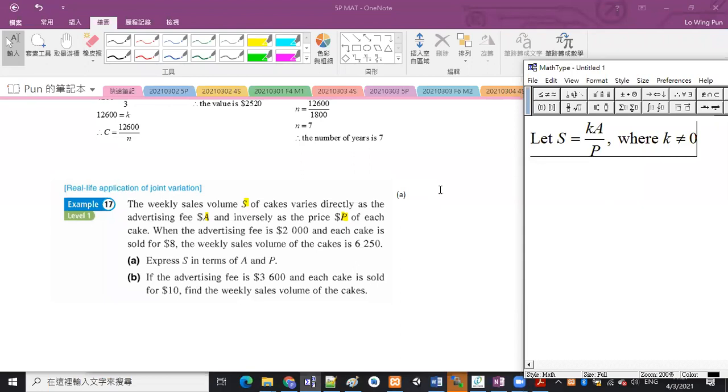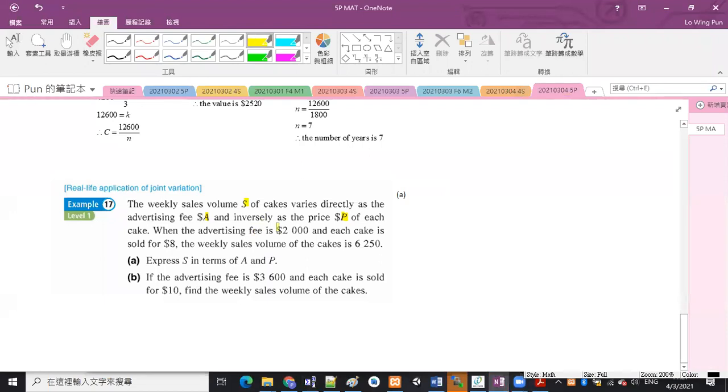All right. And we can see that there is a group of numbers given by the question in the next sentence. When the advertising fee is $2,000 and each cake is sold for $8, the weekly sales volume of cakes is 6,250. 嗱，呢度小心啲喎，呢度有兩個錢嘅數字，睇下邊個打邊個先。而喺呢度咧，$2,000 is about advertising fee.